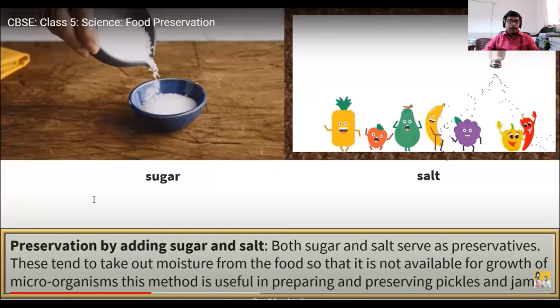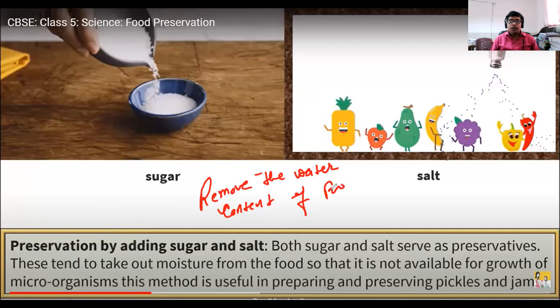I have already told you that food gets spoiled due to the presence of moisture in it. Moisture is the water content, and the removal of water content is called dehydration. I hope you have understood it. Adding sugar and salt removes the water content of food.